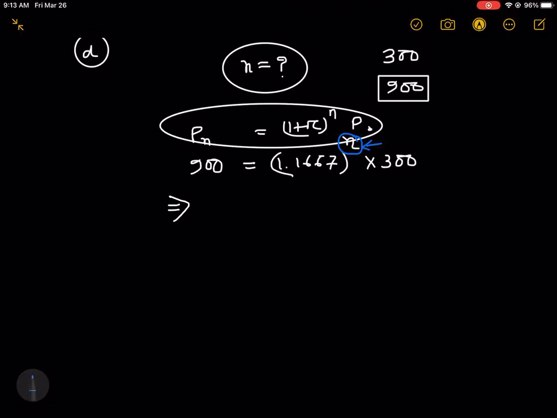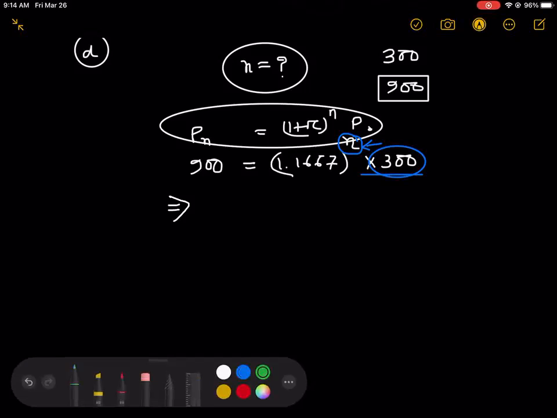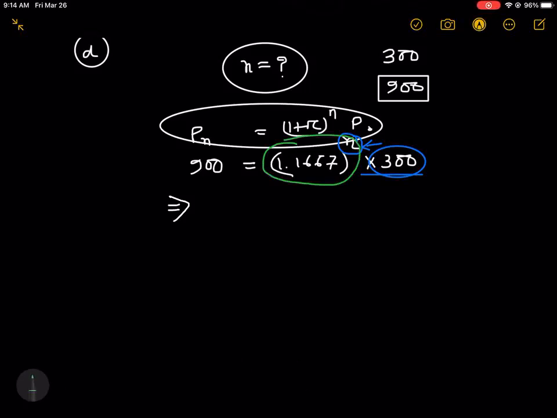We need to first divide both sides by 300, because our first job is to isolate the term with n. We can't really isolate n straight away because we have some additional things with it, right? So the first job is to isolate the term with n. So we'll try to isolate this first. And if we just divide both sides by 300, you can see this can be isolated, right?